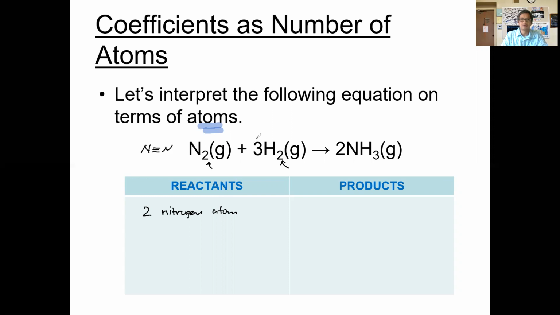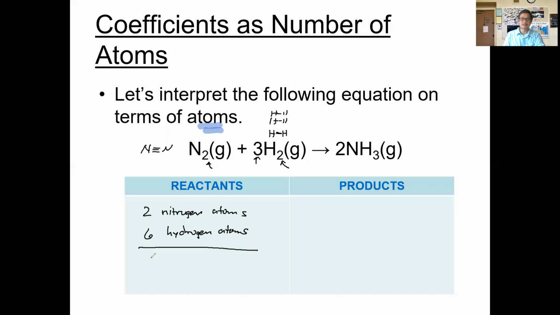With hydrogen here, each hydrogen molecule is single bonded, so you have 2 hydrogens for every 1 molecule of hydrogen. But for the balanced equation, the subscript here tells us that we have 3. So if we have 3 of these molecules, we have a total of 6 hydrogen atoms. Make sure you remember how we get these numbers. So 2 nitrogen atoms, 6 hydrogen atoms to start out with.